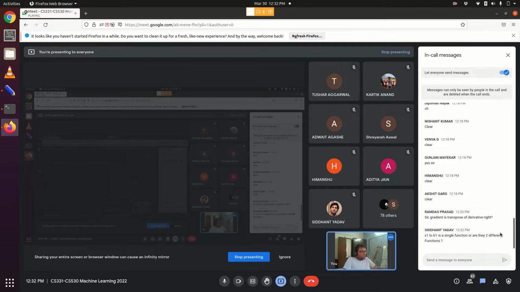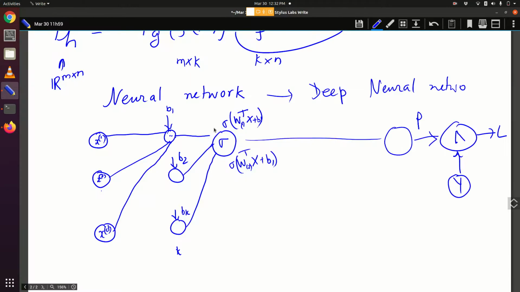Is x1 to b1 a single function, or are they different functions? Let me see what I have written here. So these are different. b1, b2, bk are different. No, sir, as in, are these lines the functions? No, the lines just say these are the inputs to that function. When I draw the lines, I am saying that x1, x2, xk are going as inputs to this function.